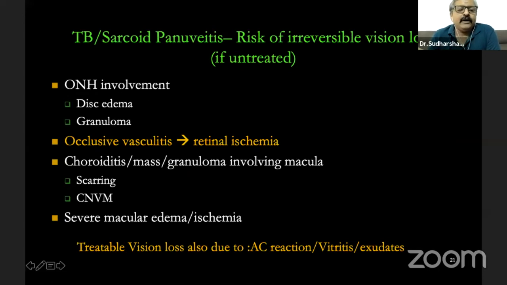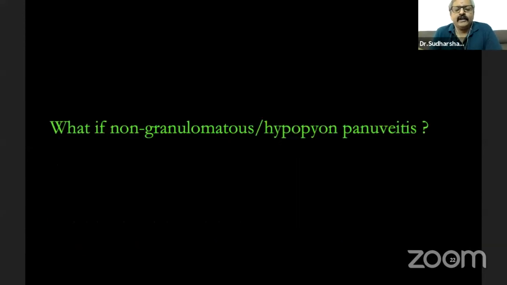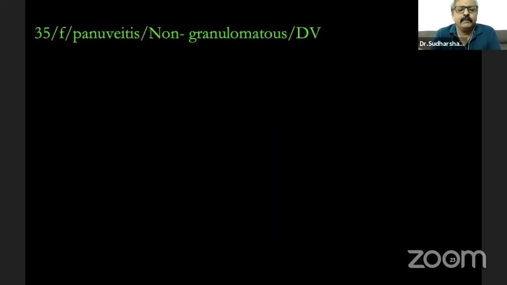So TB sarcoid can involve disc, choroid, or macula, but remember that occlusive vasculitis can also cause retinal ischemia, leading to vision loss. If one disease you're thinking of is a non-granulomatous panuveitis with occlusive vasculitis, sometimes presenting with hypopyon, then you're dealing with Behçet's.